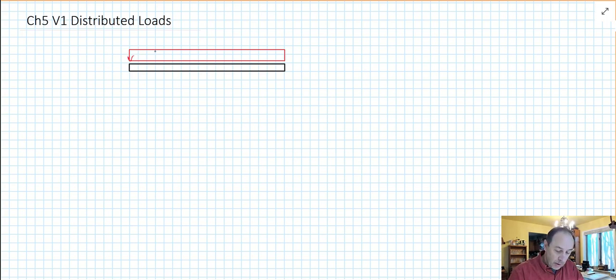So in this case, you can see the height of it is the same across the whole beam. So it's an even distribution. So when we have a distributed load, W is the symbol for the distributed load function.